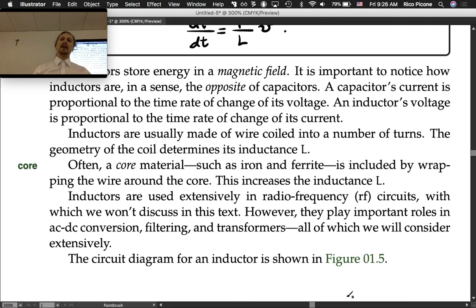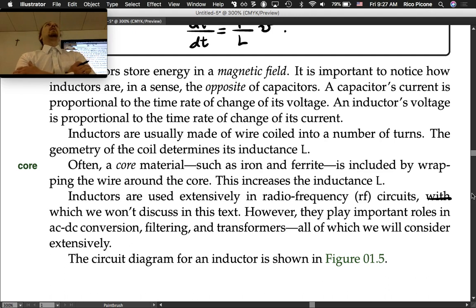Inductors are used extensively in radio frequency or RF circuits. So above 10 megahertz, really closer to a gigahertz, is when you start to really be in RF circuits, which we won't discuss in this text. So we're not going to discuss RF specifically in this text.